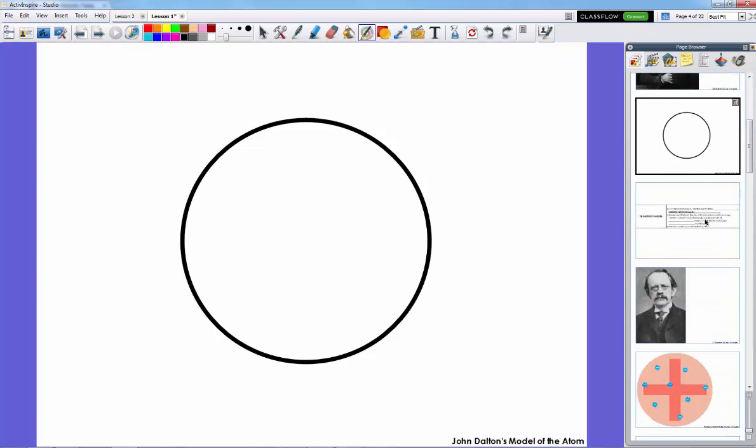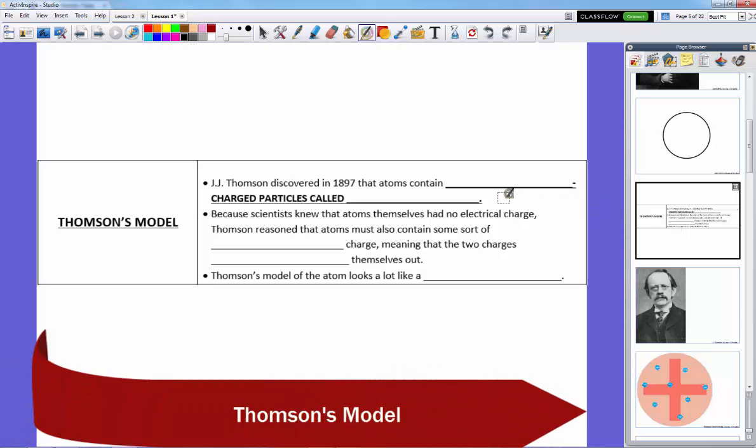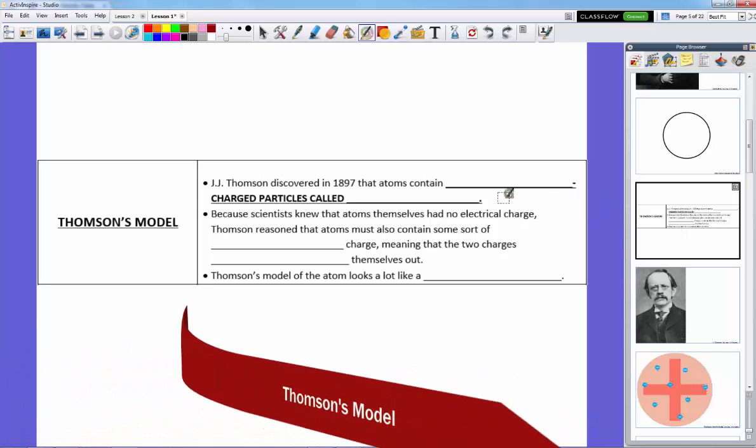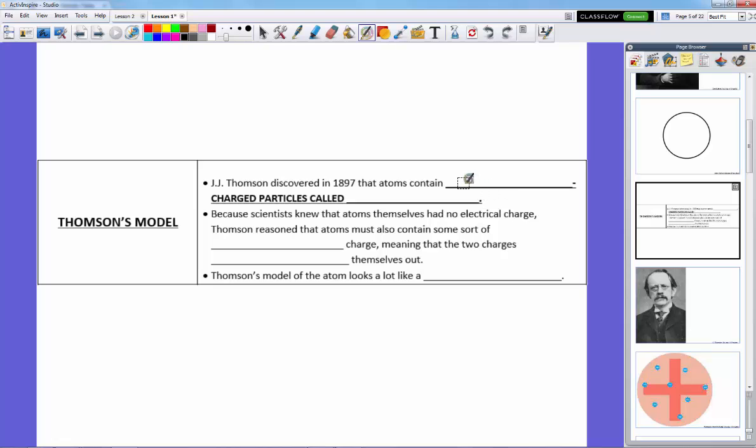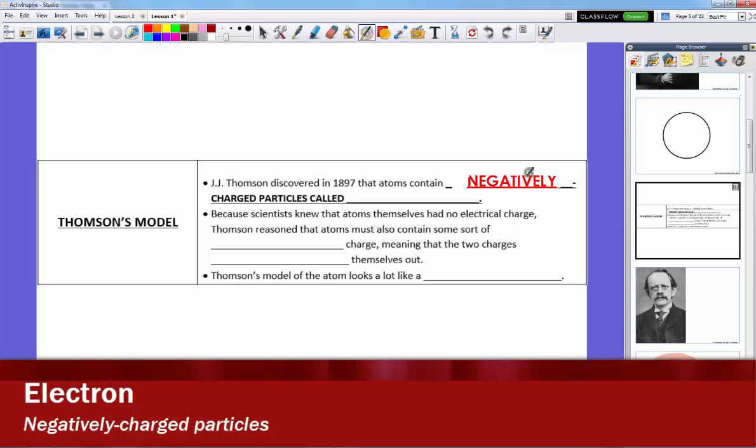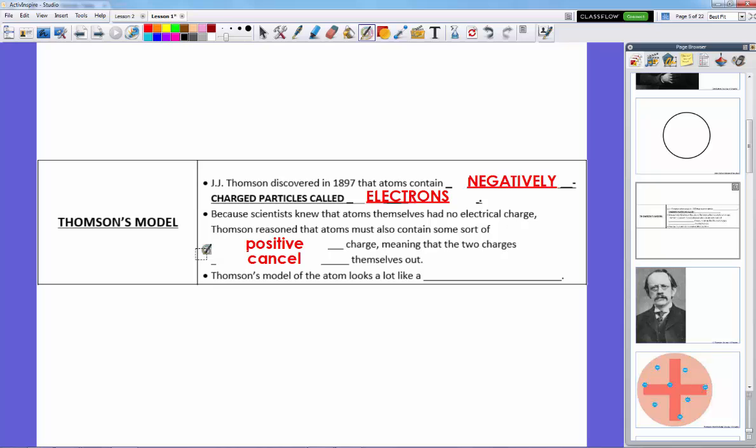So we fast forward all the way to 1897. John Dalton's was about 100 years previously. But Thompson in 1897 observed that atoms contain negatively charged particles called electrons. Electrons, of course, have a negative charge. Because scientists knew that atoms themselves had no electric charge, Thompson reasoned that atoms must contain some sort of positive charge, meaning that the two charges canceled each other out. If he was able in his experiment to figure out that there was a negative charge and there was no overall charge, there had to be something positive. That was an inference he made.